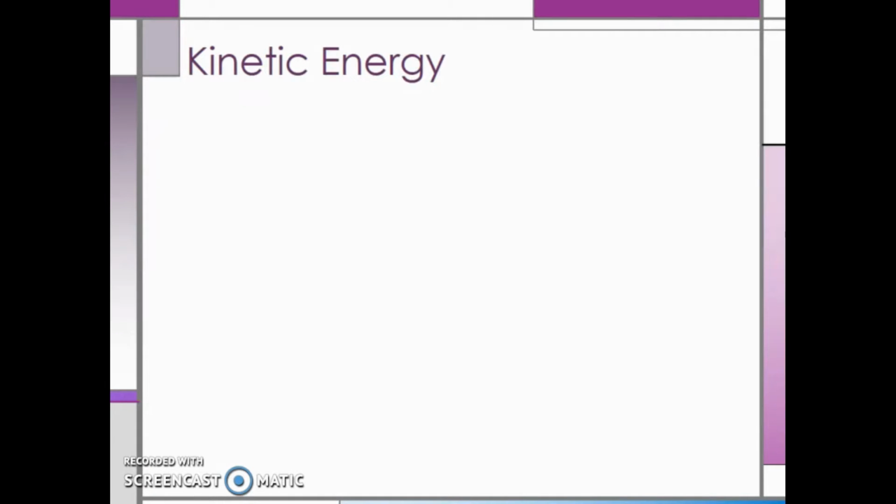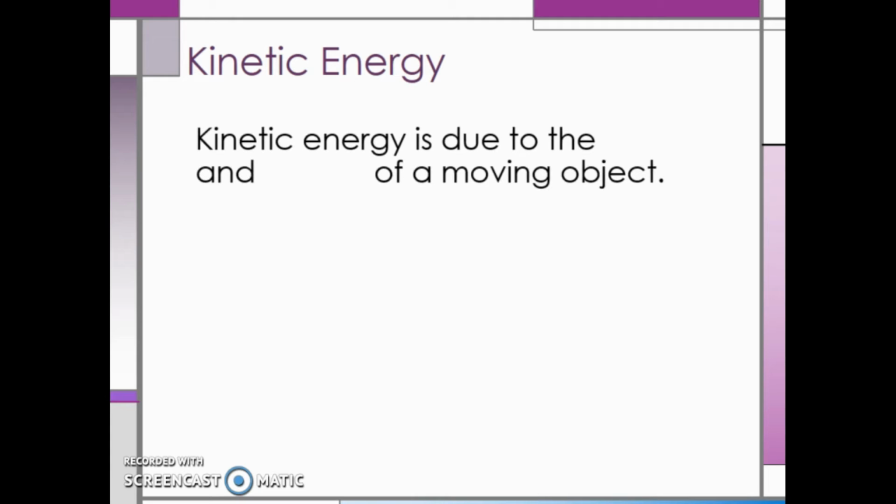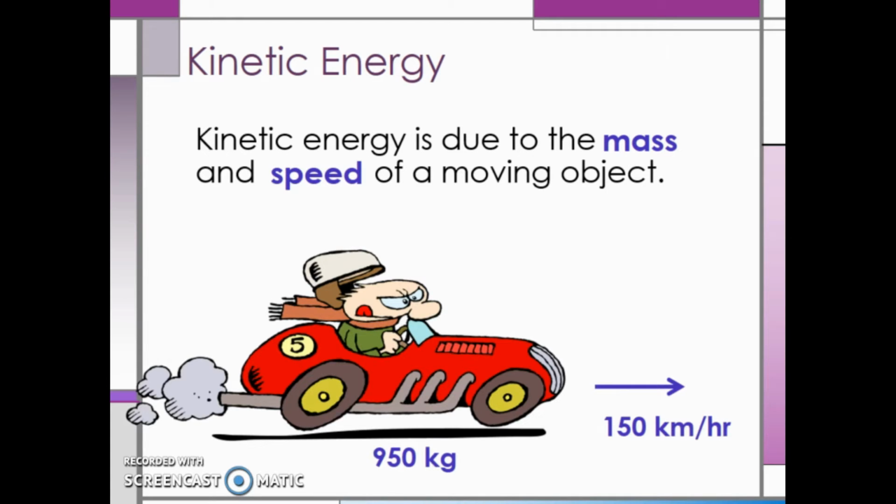In the last video, we looked at one type of mechanical energy, potential energy. In this video, we will take a look at another type of mechanical energy, which is kinetic energy. Kinetic energy is due to the mass and the speed of a moving object. In order to have kinetic energy, an object must be moving. If it is not moving, it does not have any kinetic energy. Kinetic energy is essentially the energy of motion.